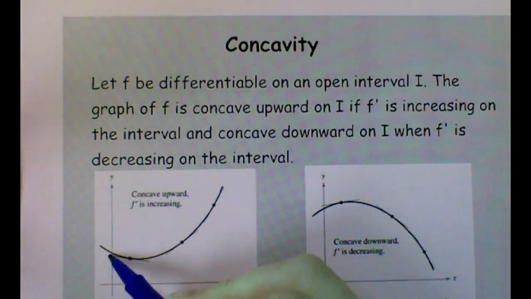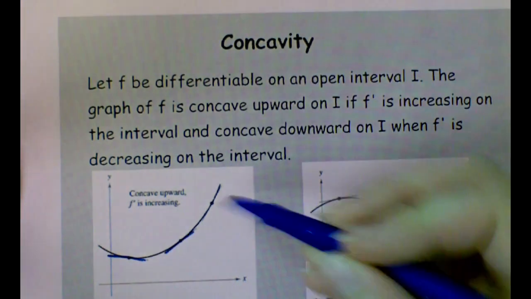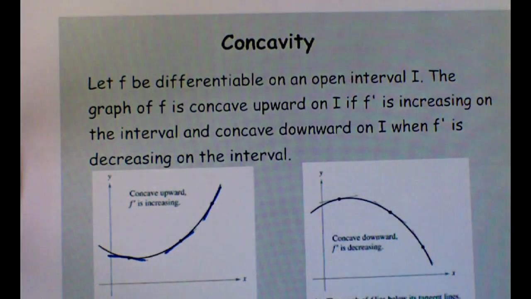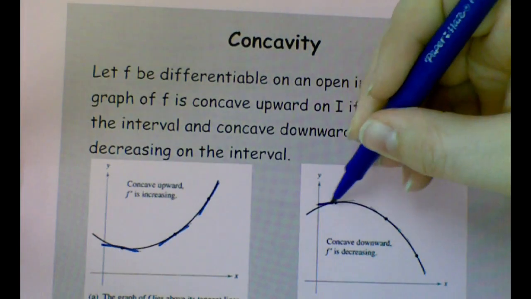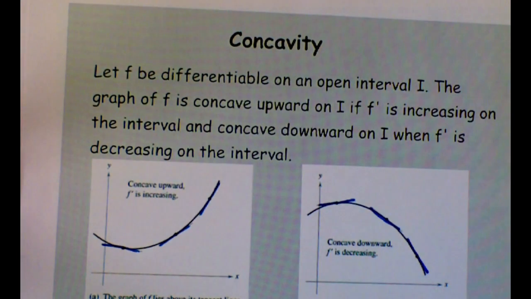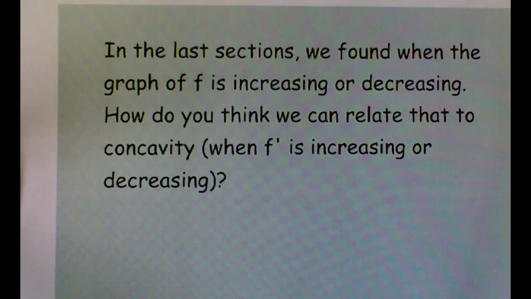So we are talking about the rate of change increasing or decreasing. So the rate of change are these tangent lines, right? The slopes of them. Notice it goes from negative to positive to bigger positive. That's concave up. Or from positive to negative to more negative. That's concave down. In the last sections, we found when the graph of f was increasing or decreasing. So how can we relate that to concavity when the f prime is increasing or decreasing? Well, we need the derivative of the derivative to figure out when it's increasing and decreasing.